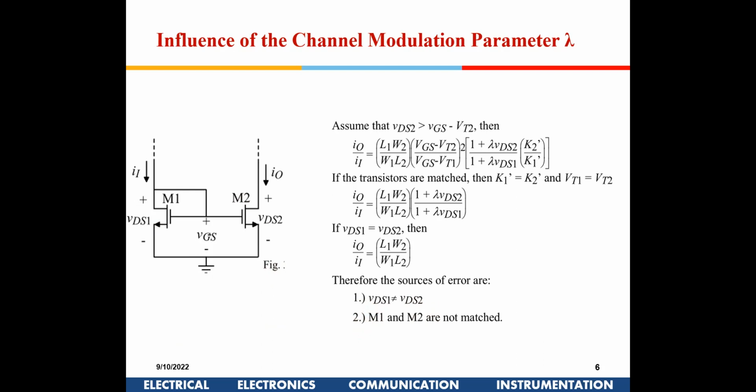Sir, one question. What is the main reason VDS1 is not equal to VDS2? Because VDS1 is fixed, whereas VDS2 comes from the circuit where we are going to employ this biasing, so we don't have any control over that. Okay, so that is the reason.